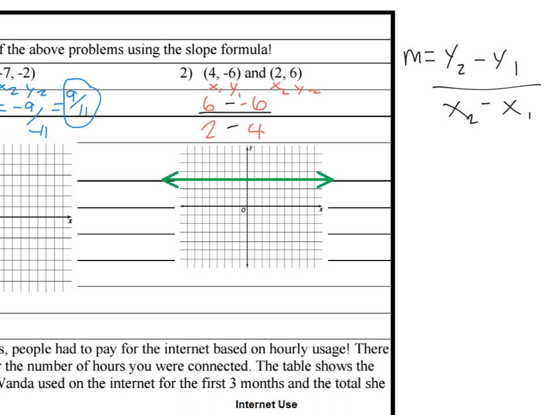So then we simplify. 6 minus negative 6 is positive 12. Remember, you can use a calculator if you need to. 2 minus 4 is negative 2. So our slope is negative 12 over 2, or we can reduce that to just negative 6. If you want, you can write it as negative 6 over 1.